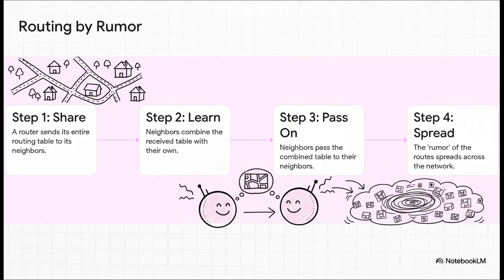Router A tells its immediate neighbors, hey guys, I know how to get to these streets over here. Its neighbors hear that, they add that info to what they already know, and then they turn around and pass the combined news to their neighbors. This rumor, this piece of routing information, just spreads from one router to the next until pretty much everyone has a complete, even if it's secondhand, map of the entire town.